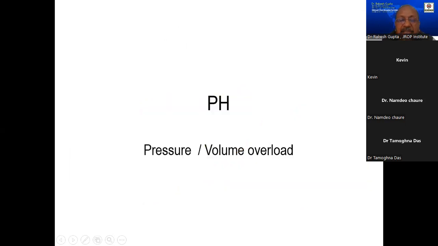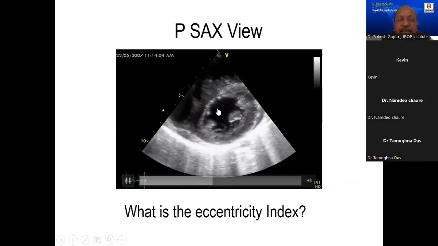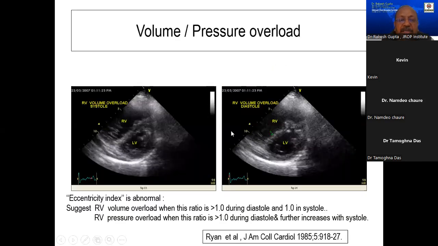What does this mean? What is the eccentricity index? If I go back and show you the same slide again, I measure my short axis dimensions during systole and diastole. So in this short axis view, I go from this point to this point, and from this point to this point. My RV is bigger than LV, which means more than 1 in dimensions. And if this dimension remains the same during diastole and systole, then it is volume overload. And if this dimension becomes more, then it is systolic overload or pressure overload.